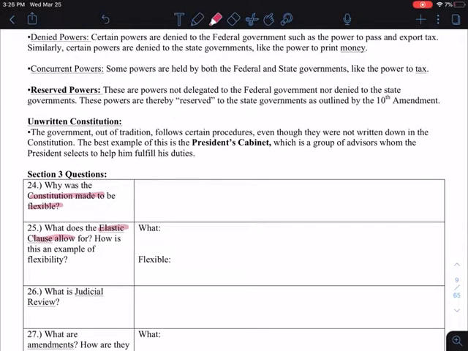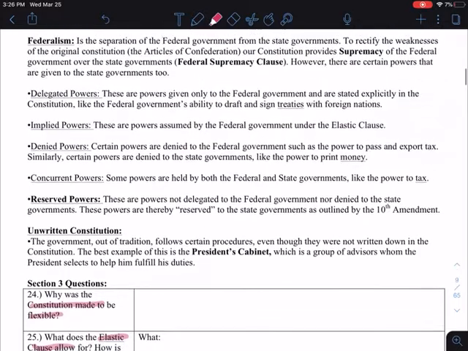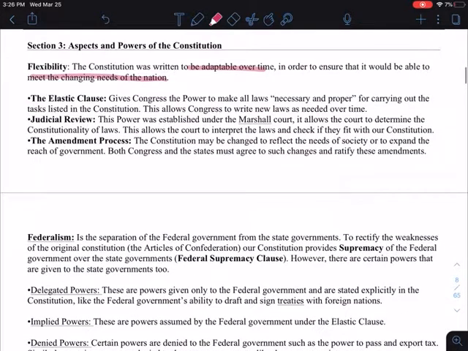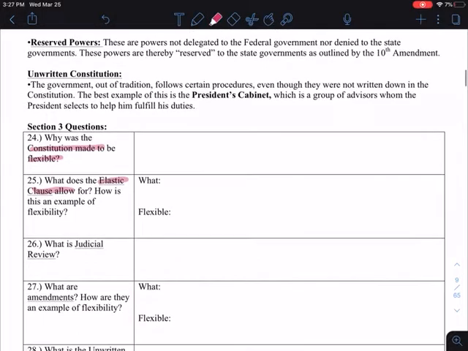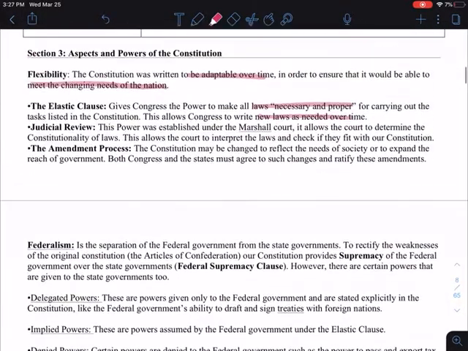What does the elastic clause allow for? How is this an example of flexibility? If we look at the elastic clause, this is also known as the necessary and proper clause. Remember that this gives Congress the ability to make any laws necessary and proper for the people. This allows them to create new laws that might be needed over time. Judicial review. Here it is again. Judicial review. Under the Marshall Court, this is Marbury versus Madison, checking the constitutionality of laws.